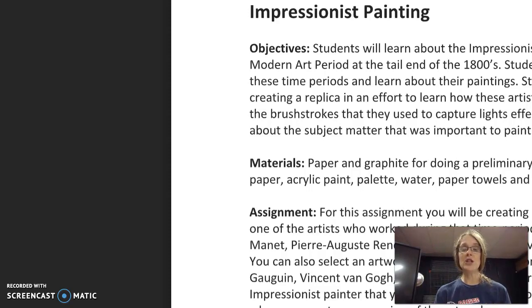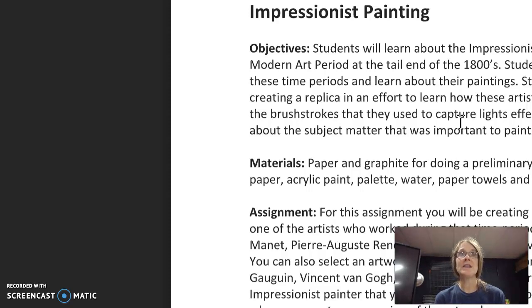Students will learn about the Impressionist and Post-Impressionist periods in the modern art period at the tail end of the 1800s. Students will also explore different artists from these times and learn about their paintings. Students will study one of their paintings, creating a replica in an effort to learn how these artists set up their compositions and focus on the brush strokes that they use to capture light's effects on the canvas. Students will also learn about the subject matter that was important to paint during this time period.